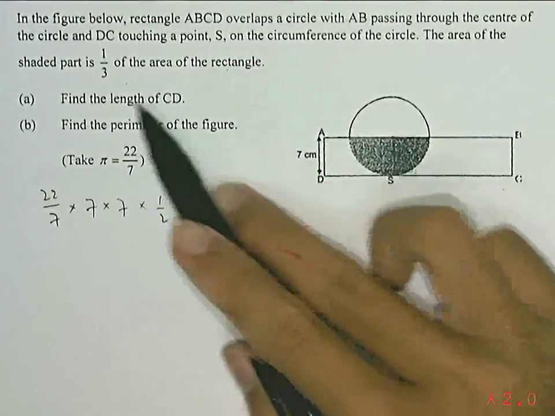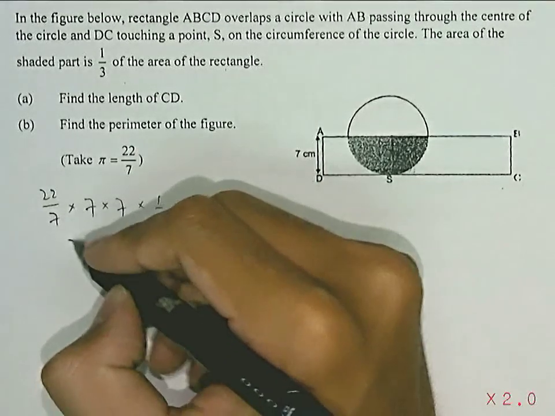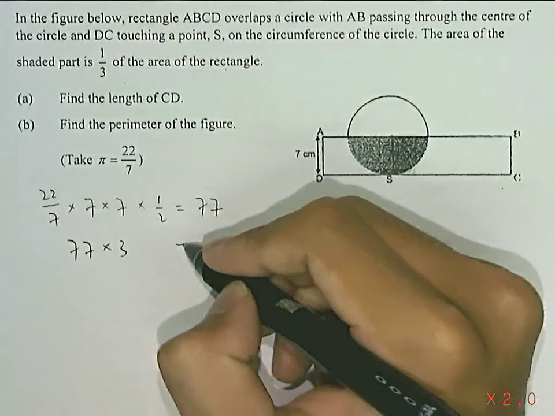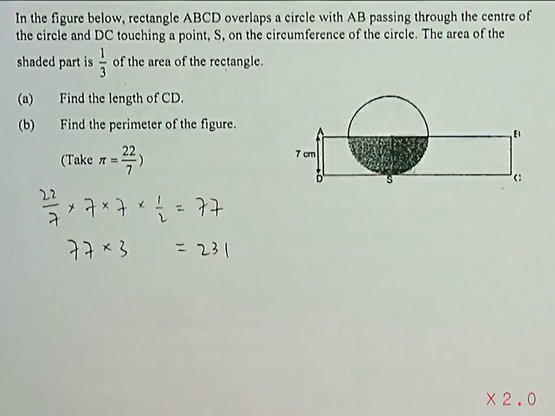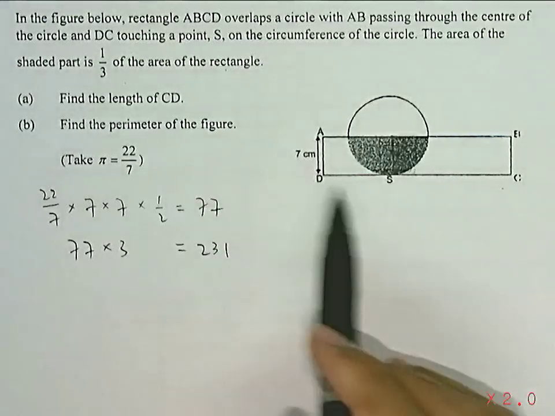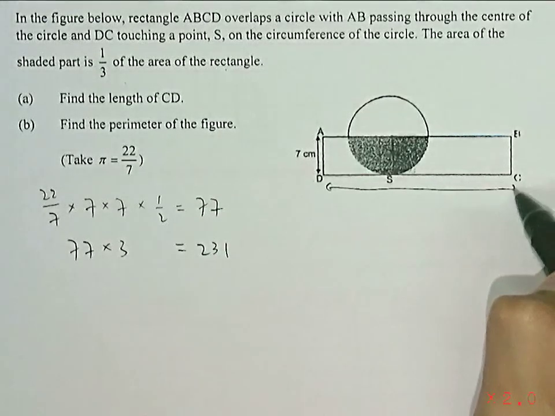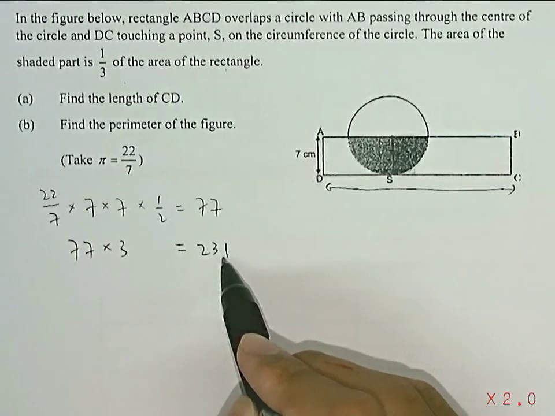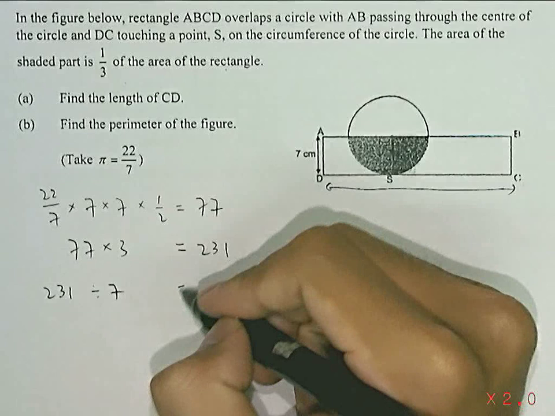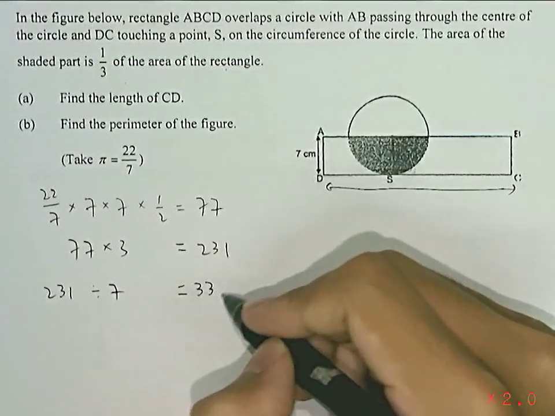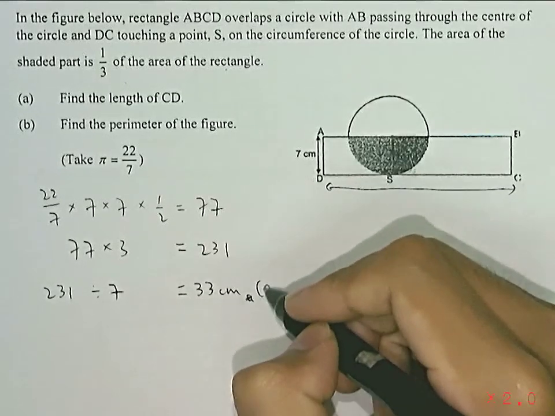Since this shaded part is 1/3 the rectangle area, multiplying this by 3, we then have the rectangle area of 231 cm squared. Now, to find the length of CD, it is the length of the rectangle. Since the area of the rectangle is 231, we can divide by the breadth of 7, and that gives us our length to be 33 cm for part A.